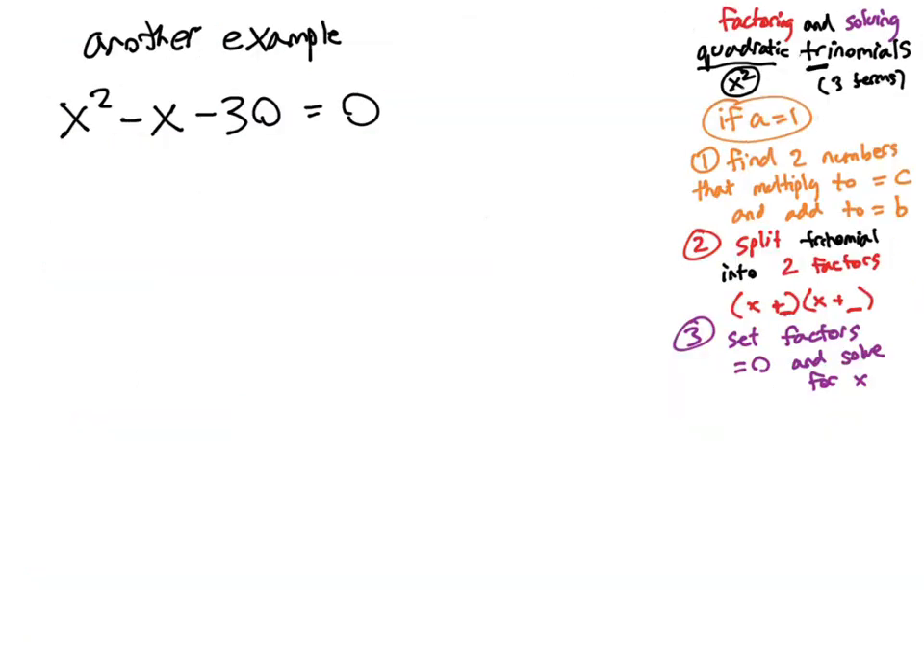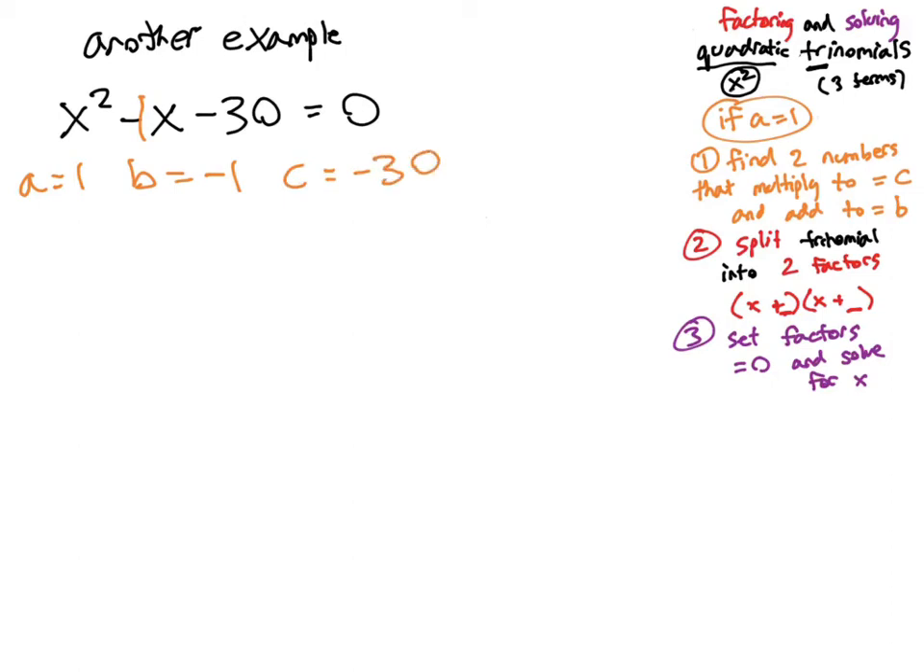Alrighty, here's another example for us to try out. So this is a quadratic trinomial because the biggest exponent is squared and it has 3 terms. So we can find our 3 coefficients, a, b, and c. When we see a negative in front of x, that really represents the coefficient -1. So b is equal to -1, and we have c equal to -30.